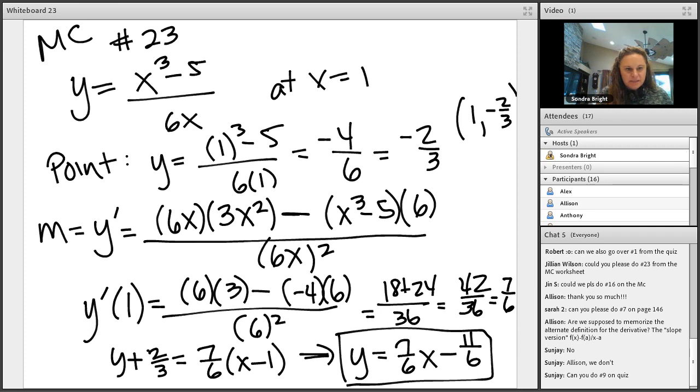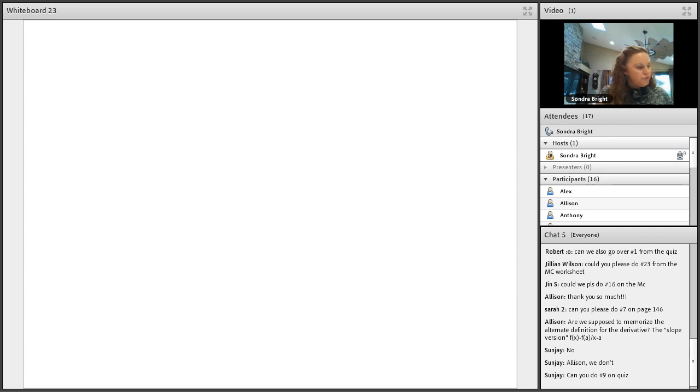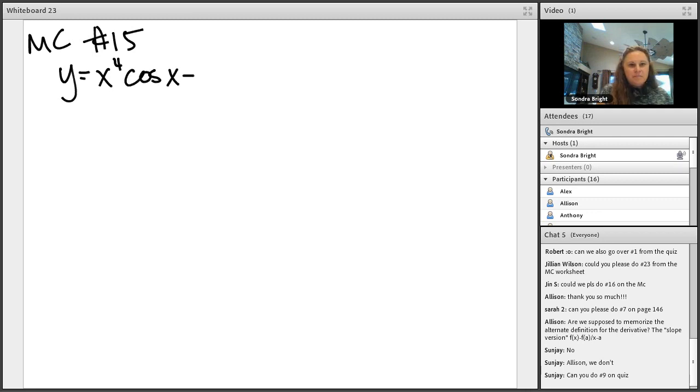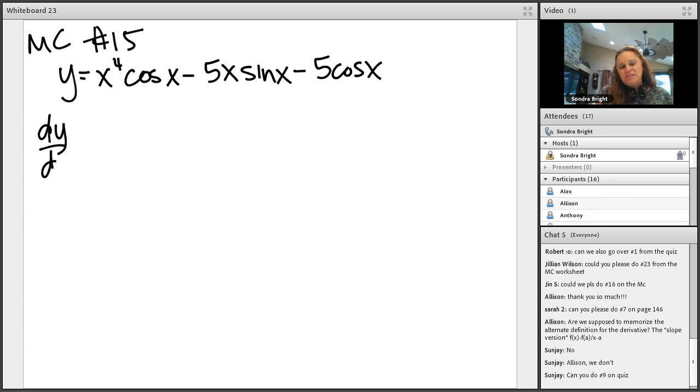Yay. All right. Here's some trig derivatives. Multiple choice number 15. They give you y equals x to the 4th cosine of x minus 5x times sine of x, and then minus 5 times cosine of x. All right, and they want you to find dy dx. Dy dx is just y prime, or the derivative.